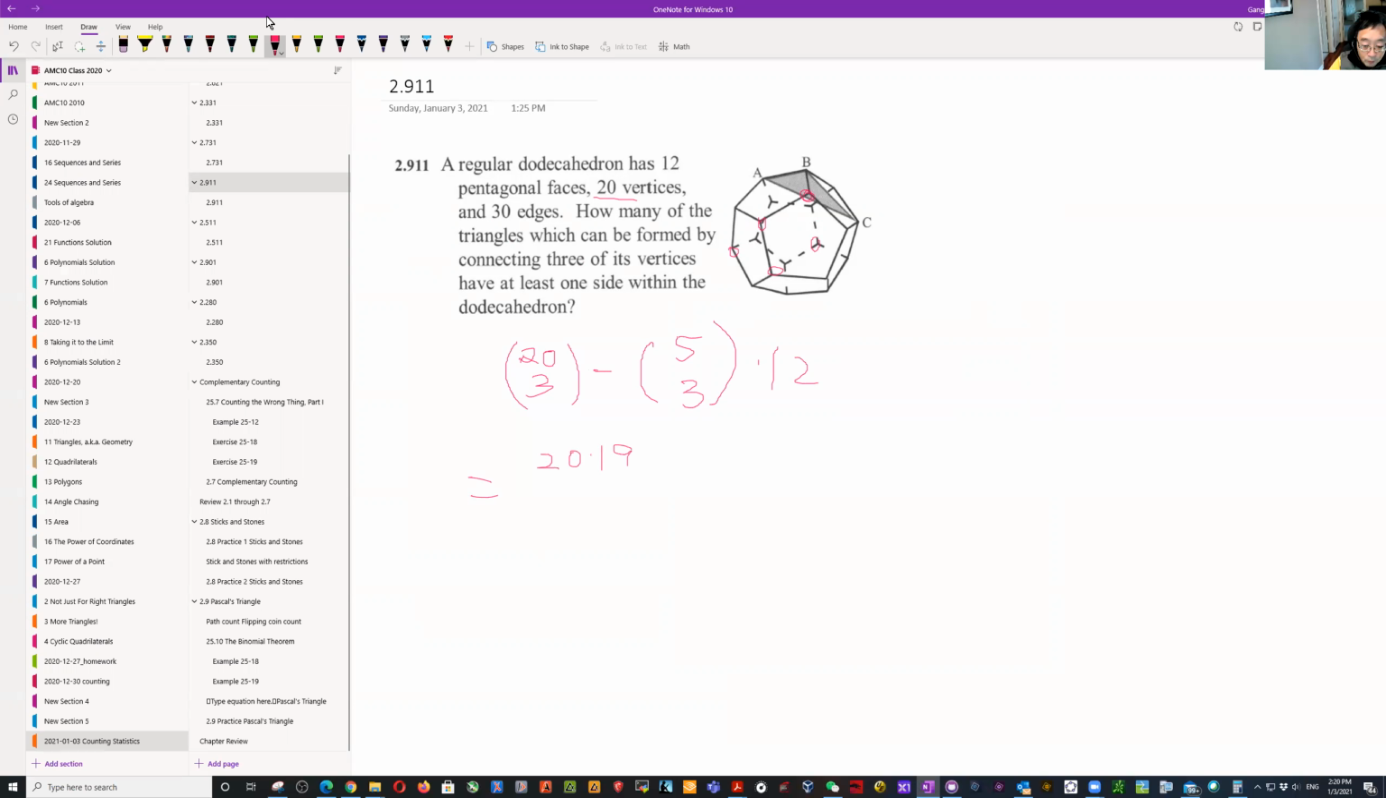So 20 multiply 19 multiply 18 divided by 3 multiply 2 multiply 1, I can cancel this down to 3, because 3 multiply 6 equals 18. And then I'm going to minus this, which is basically equal to 5 choose 2. 5 choose 2 is 10, and 10 multiply 12 is 120. So basically that's the number. Here we just do some calculation. It's 19 multiply 60, minus 120. So that's going to be 1020. 1020 is going to be the answer.